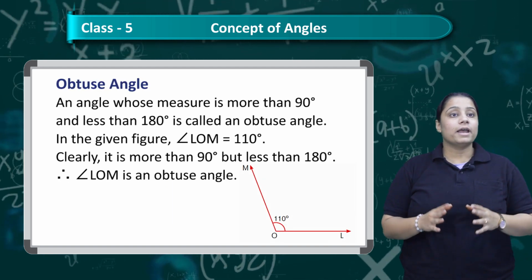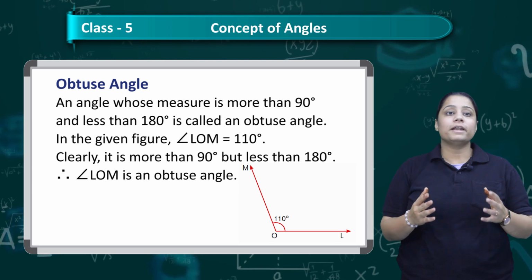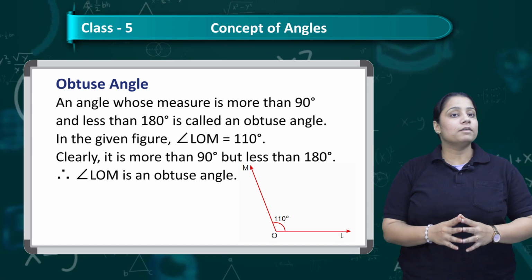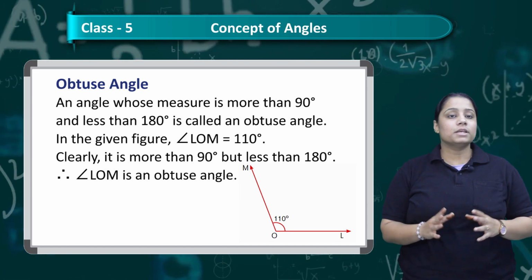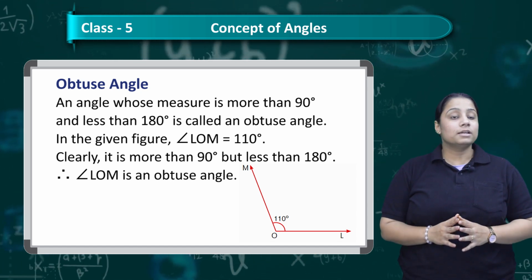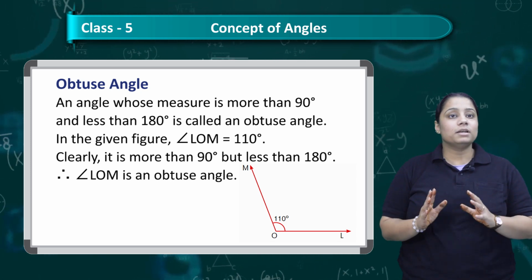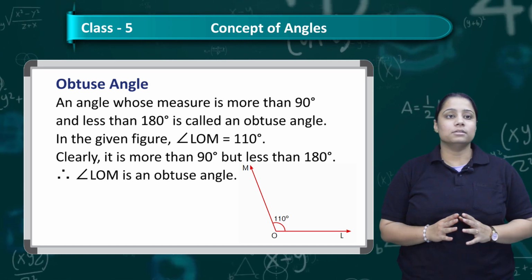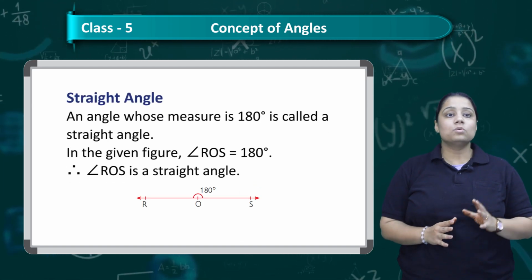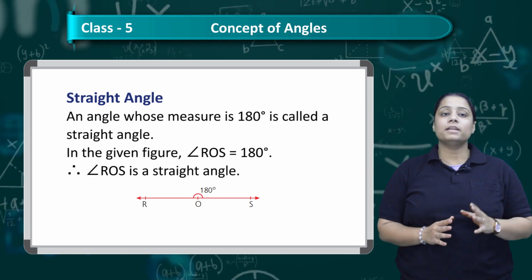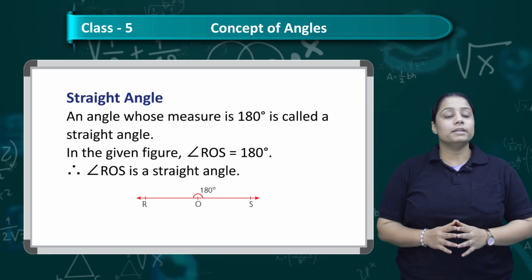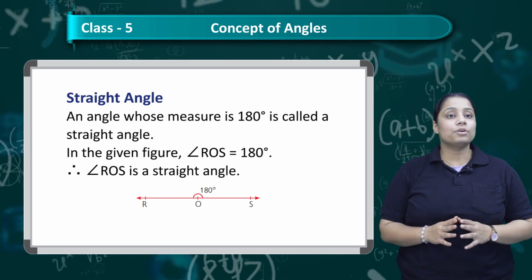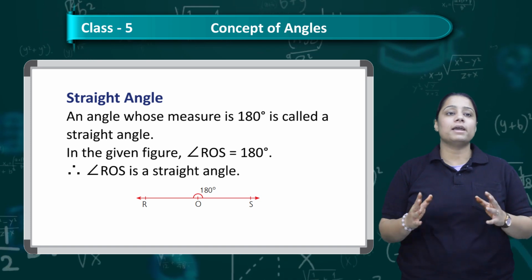Obtuse angle. An angle whose measure is more than 90 degrees but less than 180 degrees is called an obtuse angle. In the given figure, angle LOM is equal to 110 degrees. Clearly, it is more than 90 degrees but less than 180 degrees. Therefore, angle LOM is an obtuse angle. Straight angle. An angle whose measure is 180 degrees is called a straight angle. In the given figure, angle ROS is equal to 180 degrees. Therefore, angle ROS is a straight angle.